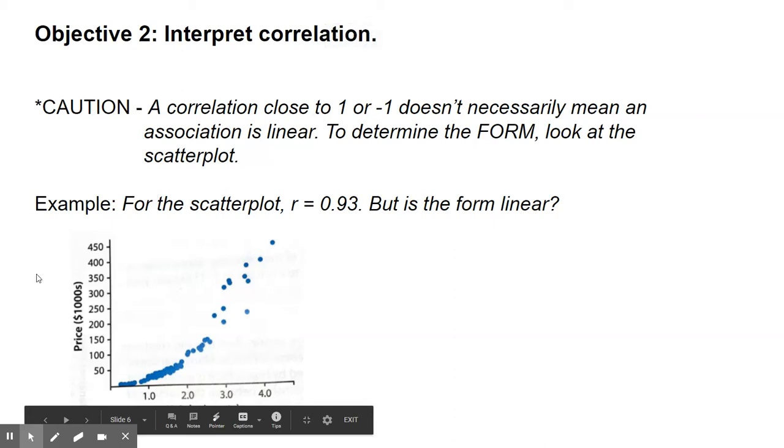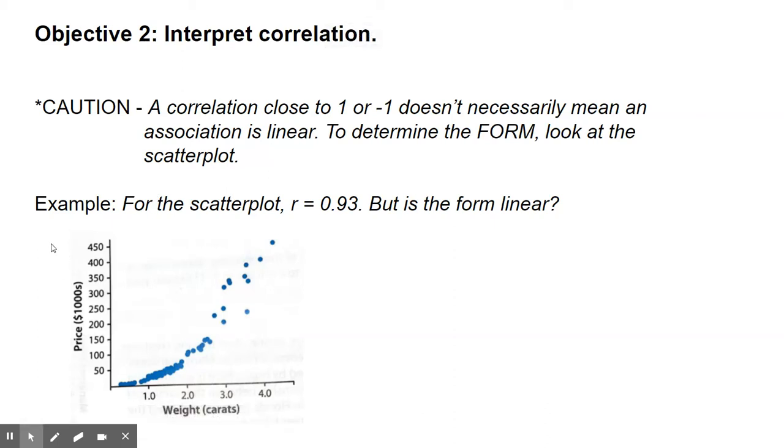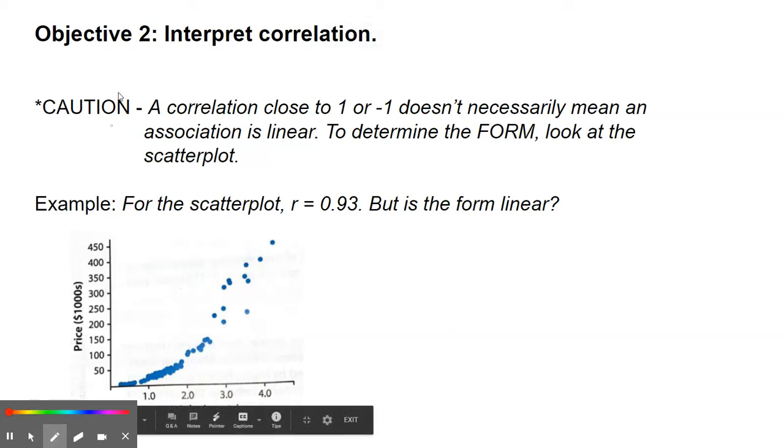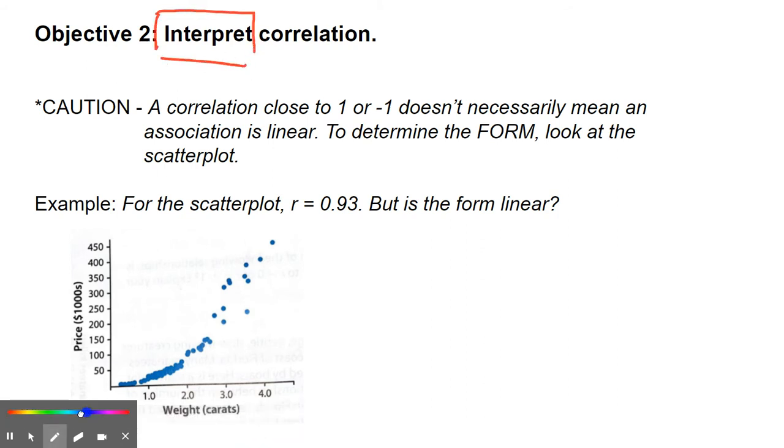Right, so objective 2, now we're going to interpret the correlation. Again, a lot of you have been ignoring this word interpret in our class. Interpret is a huge word, right? That's where you take math and turn it into words.